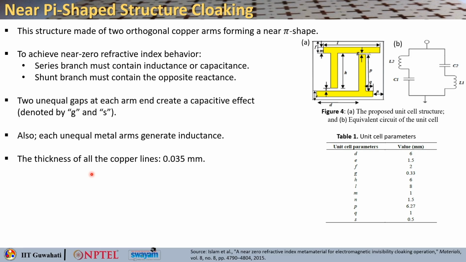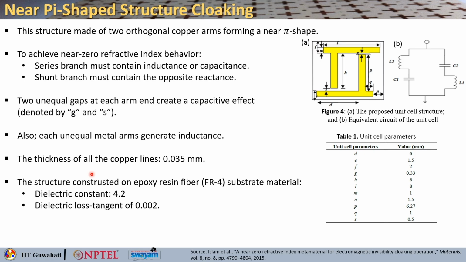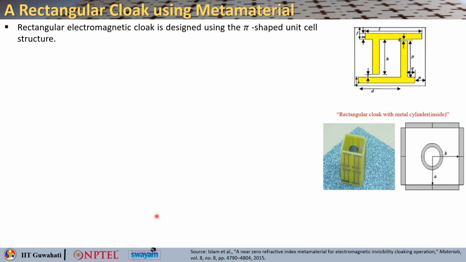And the overall structure has all the copper lines with the same thickness of 0.035 millimeter, and this particular structure is constructed on an epoxy resin fiber FR4 substrate material which has a dielectric permittivity of 4.2 and a dielectric loss tangent of 0.002, right.